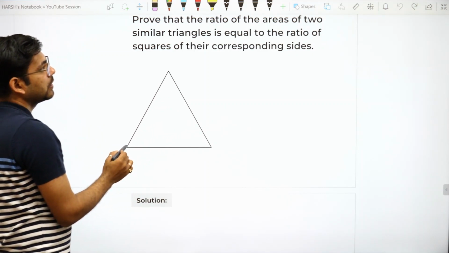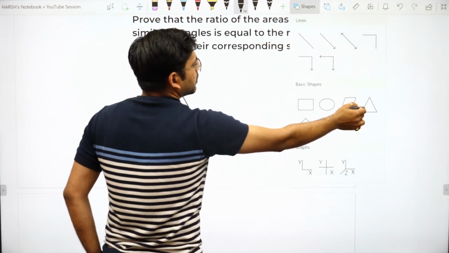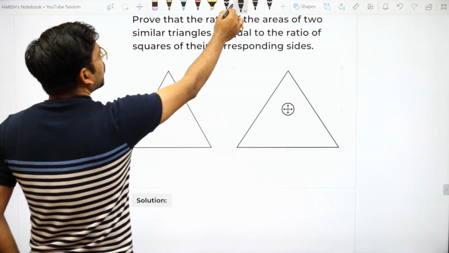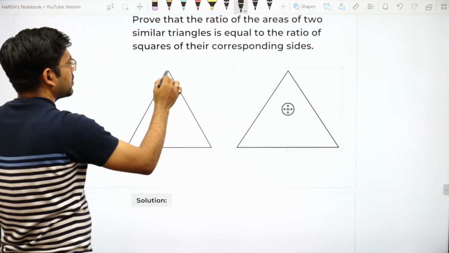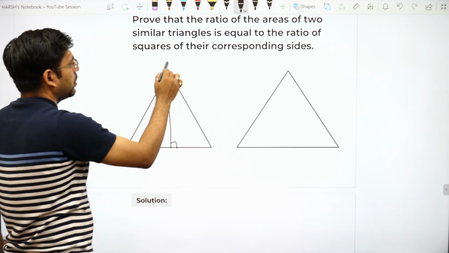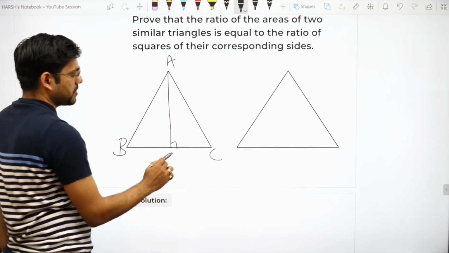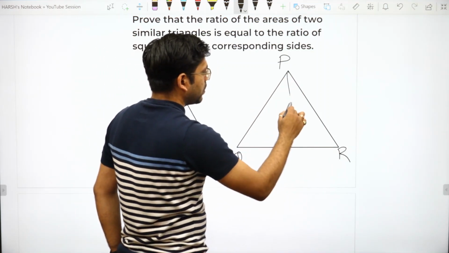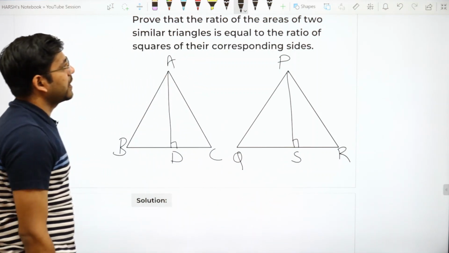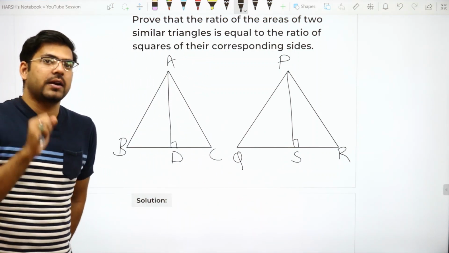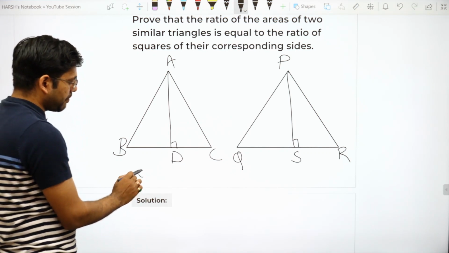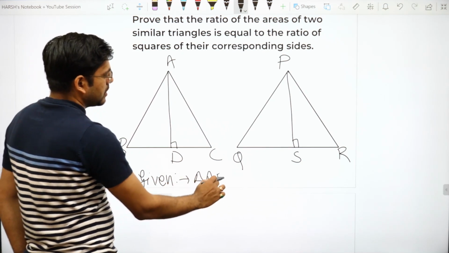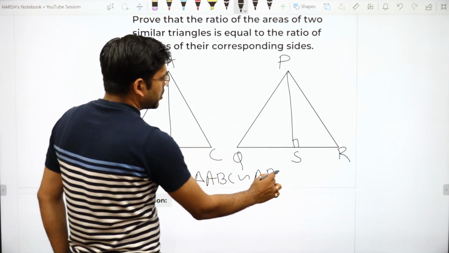So this is the first triangle, and similarly would be the second triangle. So there are two triangles given. Now what you have to do is draw a perpendicular. Say for example A, B, C, and this is D, and this is P, Q, R, and a perpendicular from here is S. Now it is said ratio of areas of two similar triangles. This means first the given step would be here. I am writing given. Given step would be that triangle ABC is similar to triangle PQR.